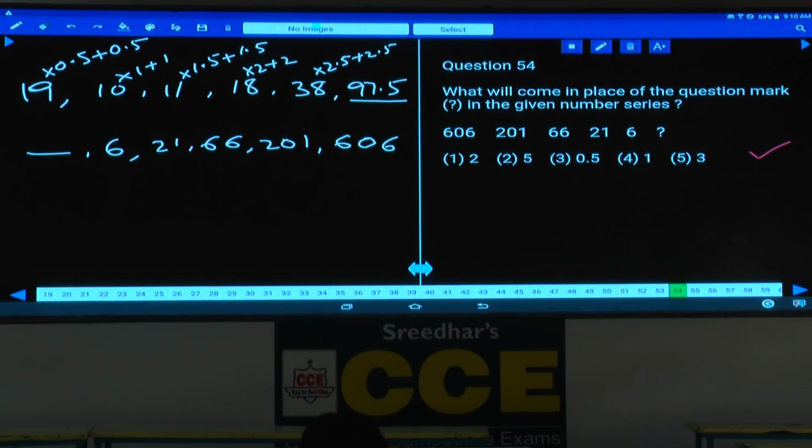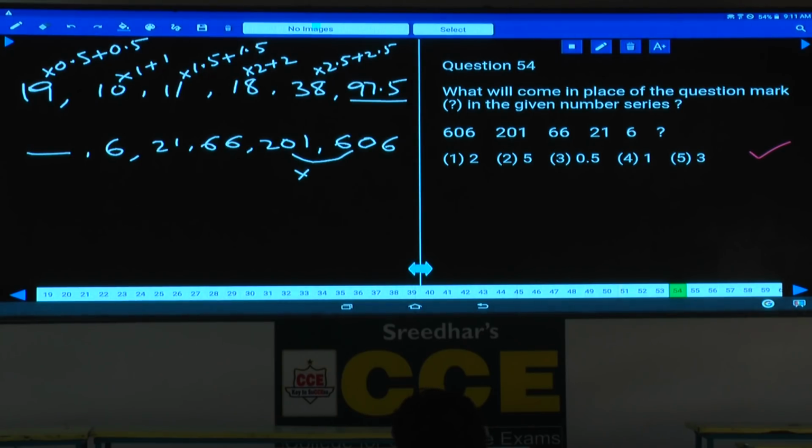Then 6, 21, 66, 201, 606. Now the numbers are increasing at a very fast rate. From 66, 201, again 201 to 606. As the numbers are increasing at a very fast rate, it must be either multiplication or combination. But 6 and 21 cannot be related by multiplication, hence it must be combination. Now we have finalized the model. And again in the combination, we have discussed where to start. Always start at the highest numbers because only one possibility will be there in between.